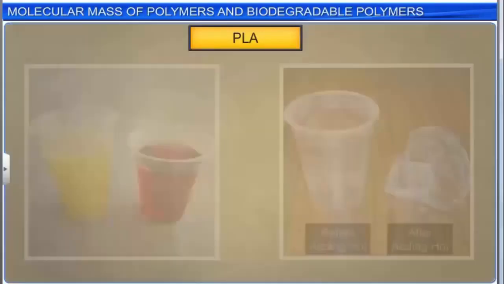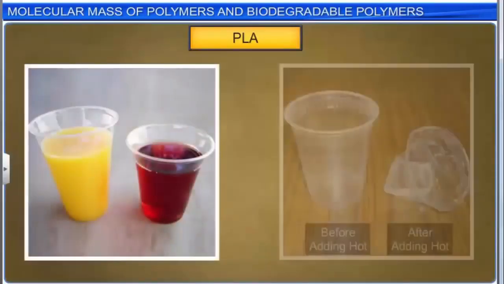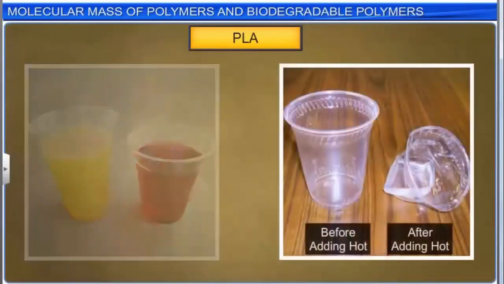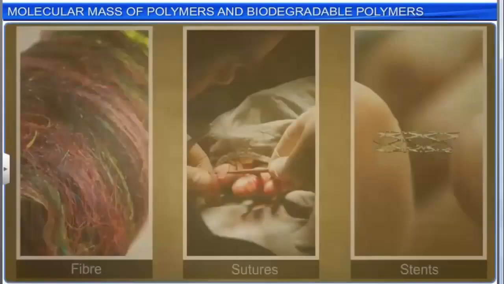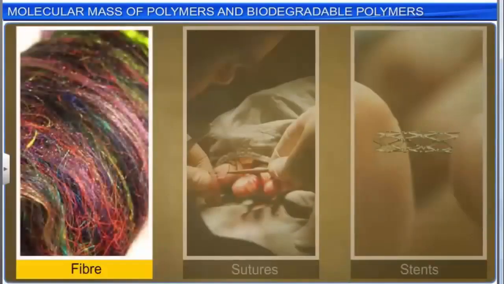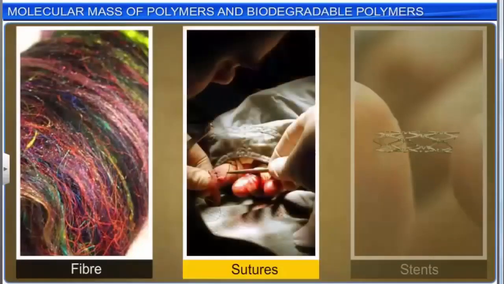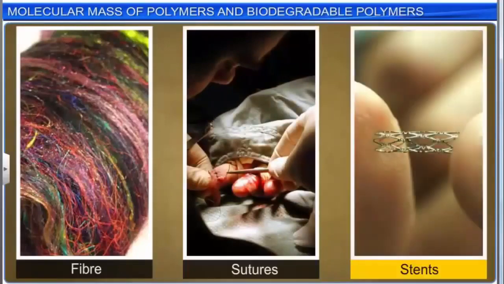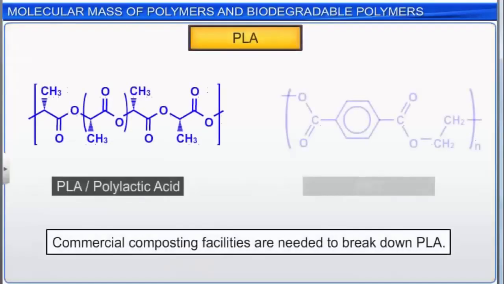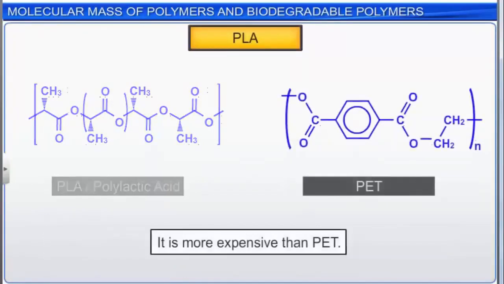However, it can only be used for cold beverages and cannot be used for very hot ones. It has various consumer uses, such as fiber for clothing, and medical applications, such as sutures and stents. Commercial composting facilities are needed to break down PLA, and it is more expensive than PET.